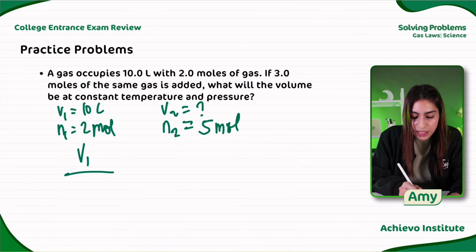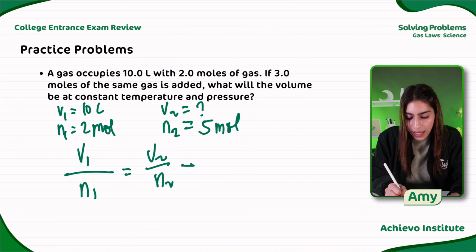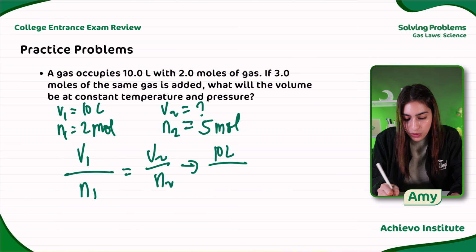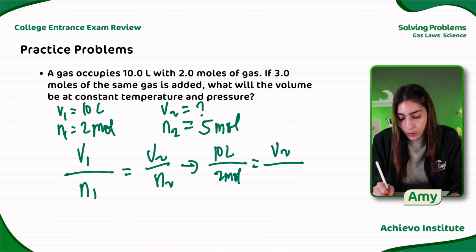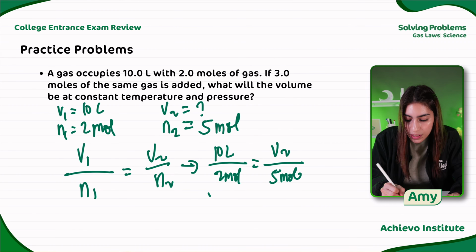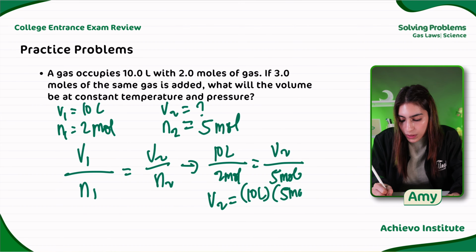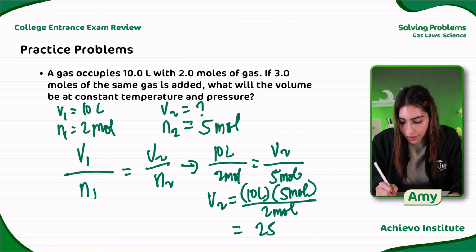Our formula is going to be V1 over N1 is equal to V2 over N2. That's going to be 10 liters over 2 moles is equal to V2, which is what we're looking for, over 5 moles. So we'll just transpose to get V2 is equal to 10 liters times 5 moles over 2 moles, and that's going to be 25 liters.